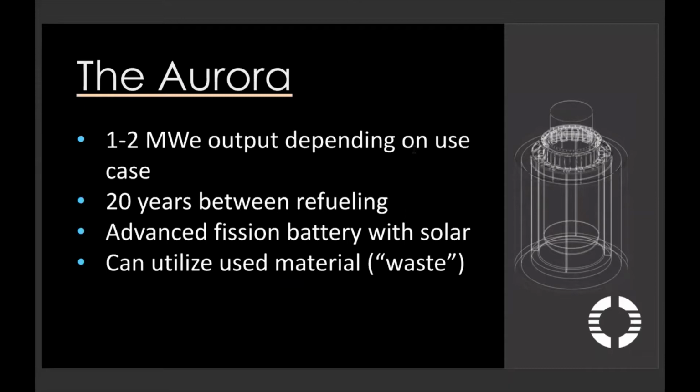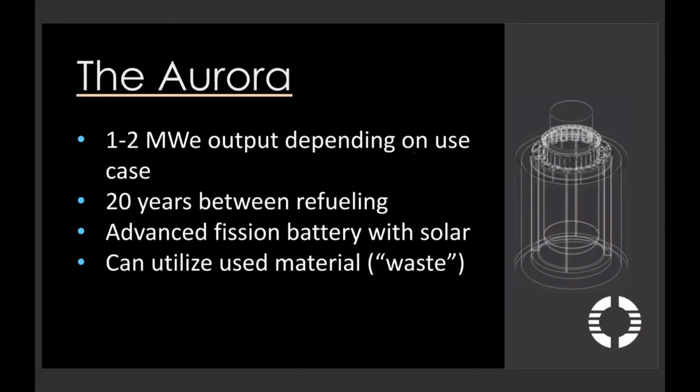20 years between refueling, so our full license length that we've applied for is 20 years, and there's actually no refueling intervals in there. So that's yet another thing that's unusual for the NRC, but also presents benefits for uptime as well as potential security benefits if you don't have refueling occurring frequently. We call it an advanced fission battery with solar.